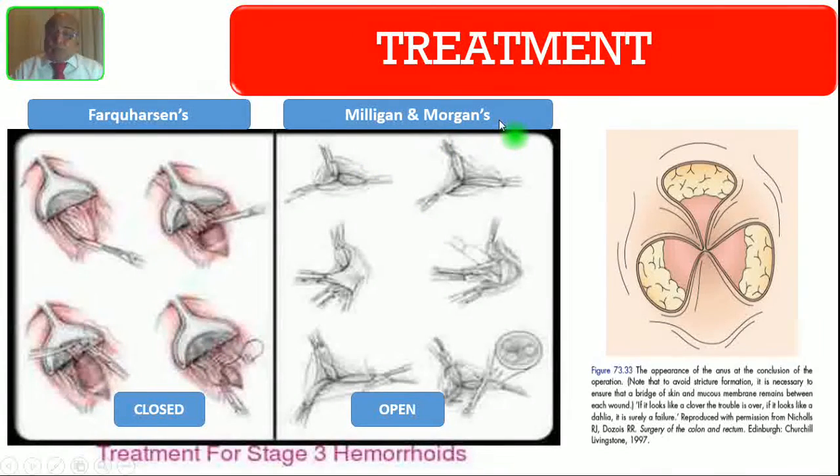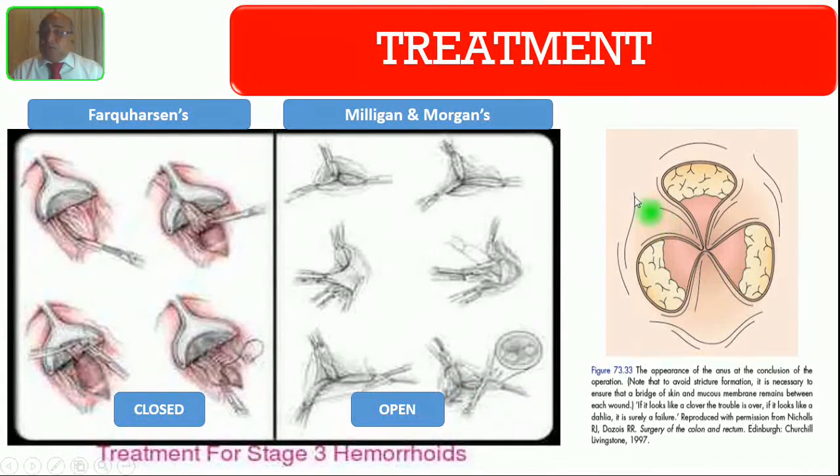Whereas in Milligan and Morgan's method, you have to expose the pile mass. You are seeing it at 3, 7 and 11 o'clock position. You have to make the skin incision, a V cut over the external skin margin like this. Here you have to make a cut. You have to go inside, and then you have to put a transfixation suture at the hilum, or the pedicle, of this hemorrhoidal plexus. Then you have to cut this excessive tissue, and there will be a raw area. Ultimately, there will be a raw area in the skin and in the mucosa.